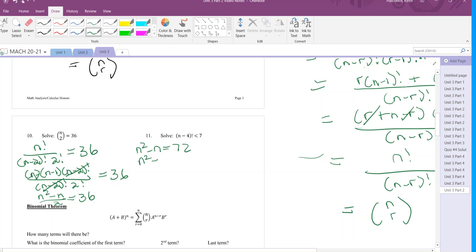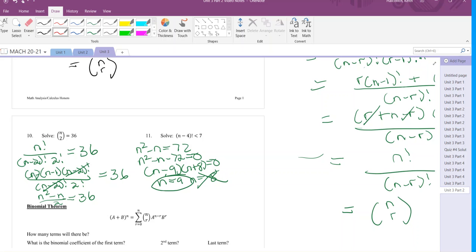Move over the 72 to factor. So you get n minus 9 and n plus 8 equals 0. So n equals 9, n equals negative 8. But remember, in these binomial coefficients, the n's have to be whole numbers, so negative 8 is not a whole number. So 9 is the only answer.